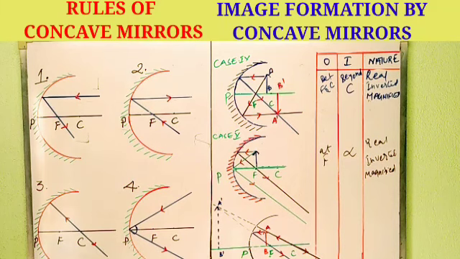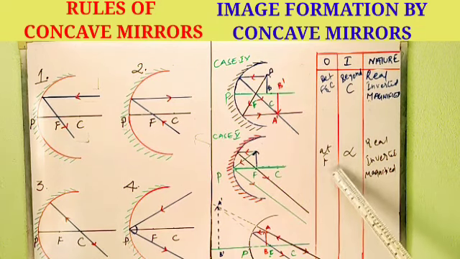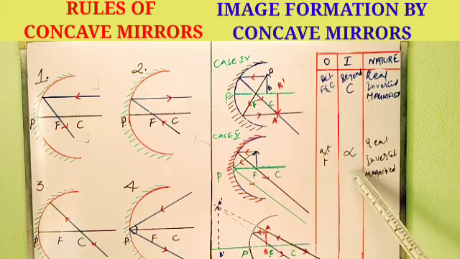Already, if you recollect the first case, when the object is at infinity, the image is at F. This case is the reverse of that. The object is at infinity, the image is at F. Now if the object is at F, the image is at infinity. That is what we need to understand here.